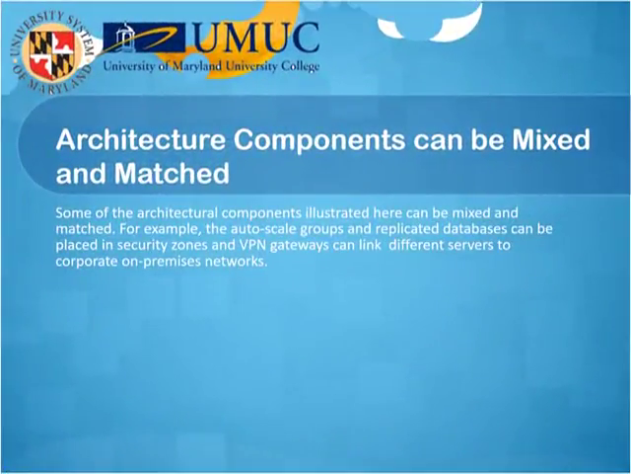Some of the architecture components illustrated here can be mixed and matched. For example, the autoscale groups and the replicated databases can be placed in security zones, and VPN gateways can link different servers to corporate on-premises networks.